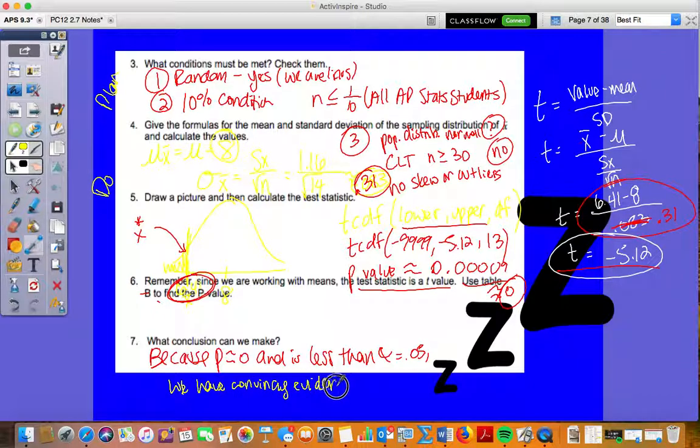We have convincing evidence. Someone take over for Lindsay. She's been rocking it. What else could we say? We have convincing evidence that the AP stats students get less than 8 hours of sleep per night. Boom. I love it. Questions?